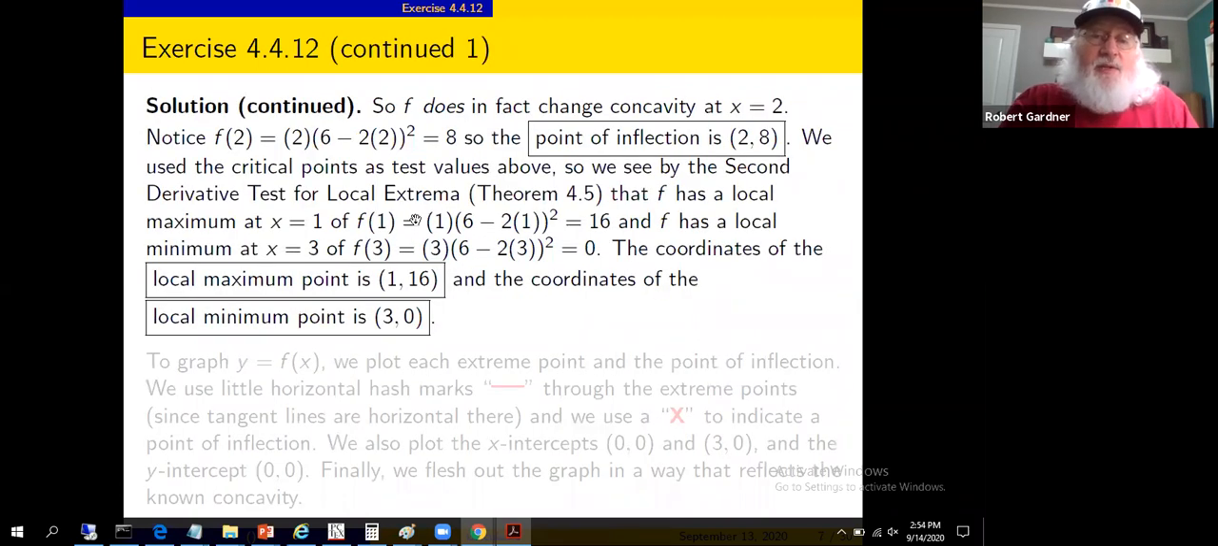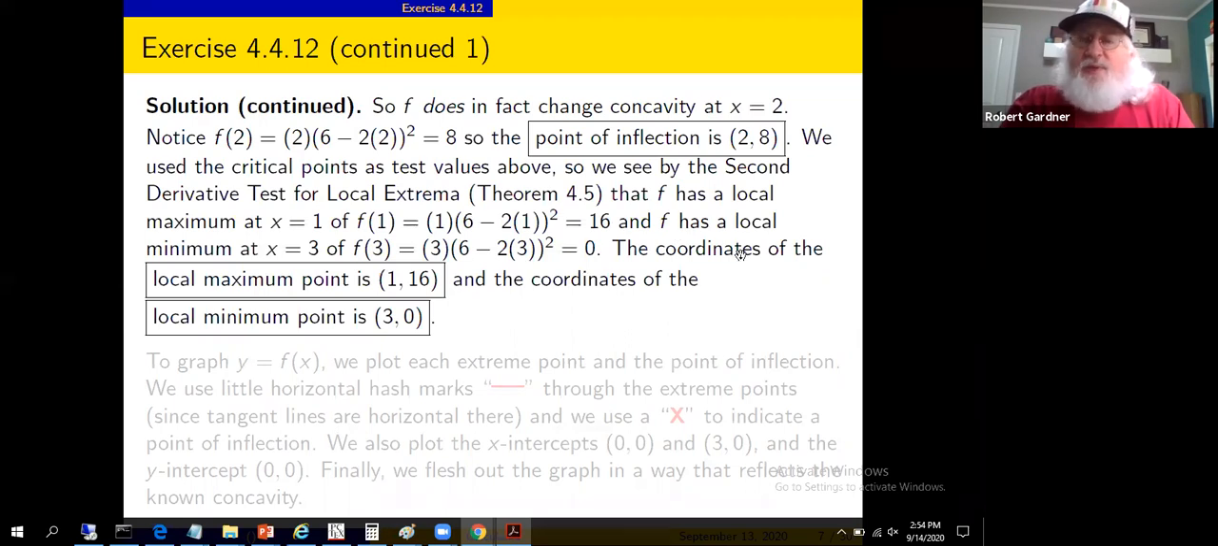That is, instead of smiley and frowny face, something a little more professional. It's the second derivative test for local extrema. Theorem 4.5, parts 1 and 2. We went through the proof. So we have a local maximum at 1 because of the frowny face stuff, and a local minimum at 3 because of the little smiley face stuff. And that maximum is f of 1. It looks like it's 16. The minimum is f of 3, which looks like it's 0.